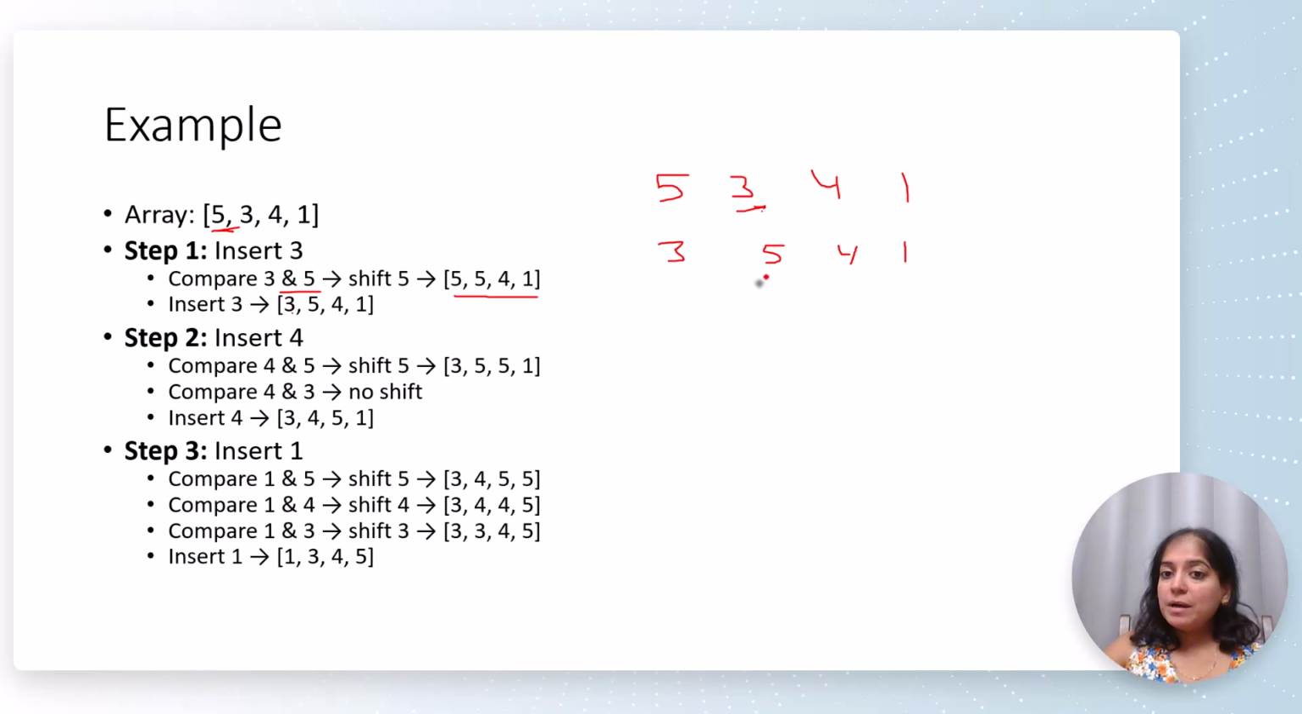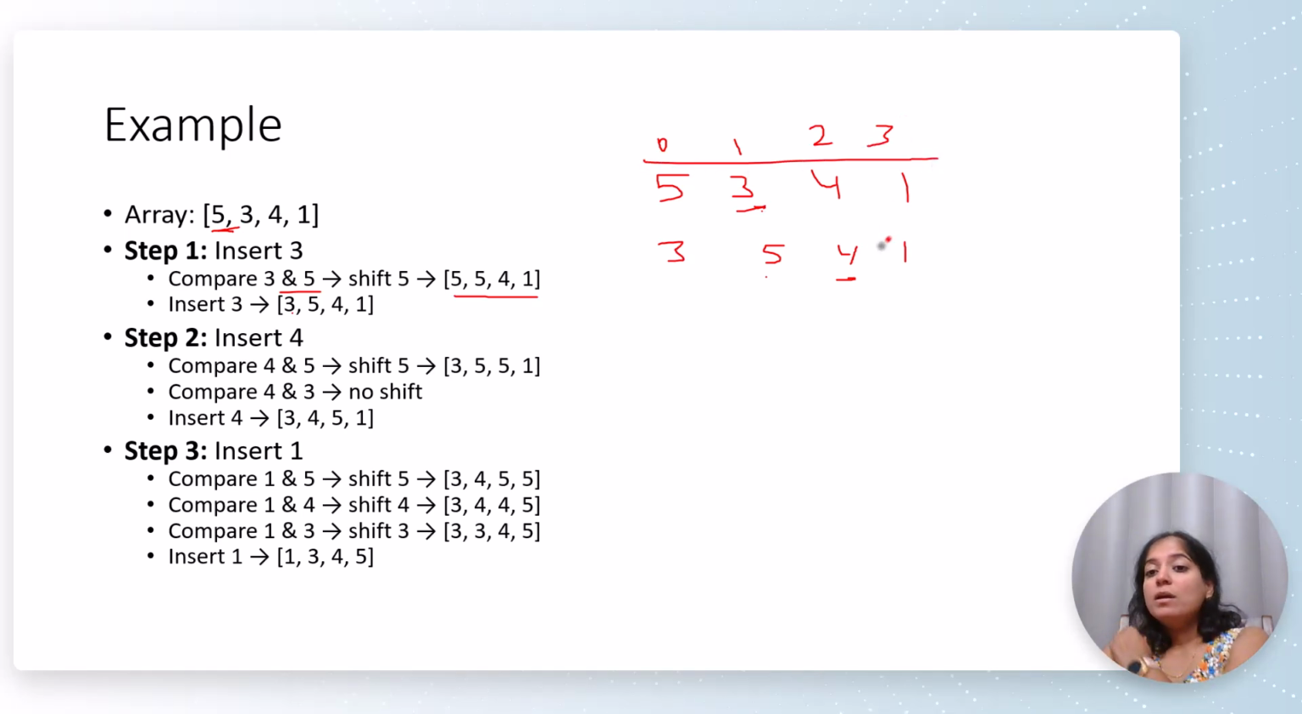Then after the second pass, we need to check element 4, which is at index 2. This is index 1, this is index 2. So at index 2, now 4 will be compared with 5. 4 is smaller than 5, so 5 will be copied here. So it will become 3, 5, 5, 1. Now 4 will be compared with 3. Since 4 is greater than 3, the correct position for element 4 is this. So 4 will be put here. So it will become 3, 4, 5, 1.